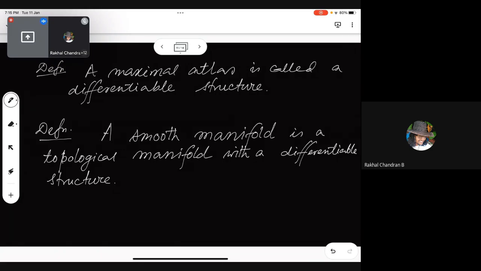So you have a topological manifold and a differentiable structure. So that is a smooth manifold. Well, now it's time to give examples.